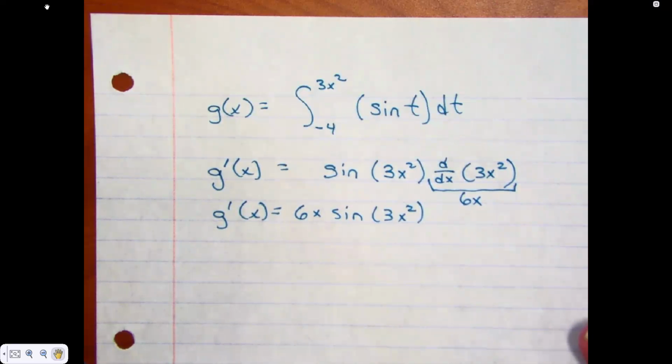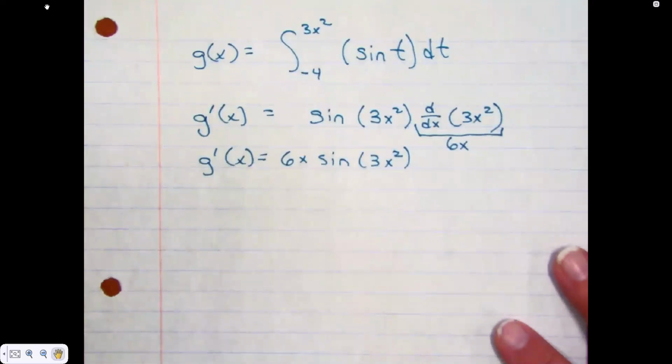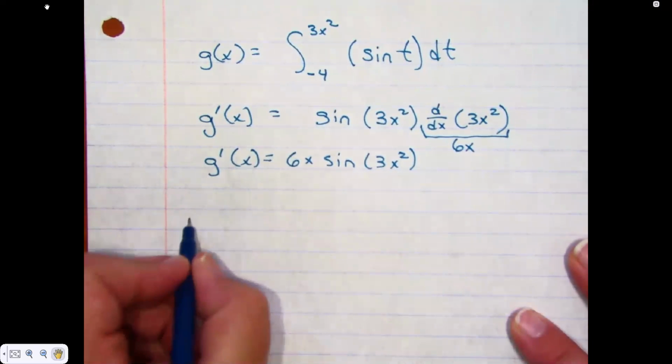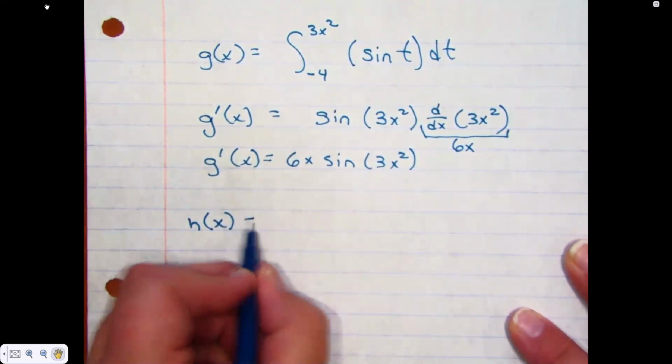This one, okay, that's not going to go away. Let's do, and sometimes we'll finally change it. Instead of g of x, we'll change it to h of x.